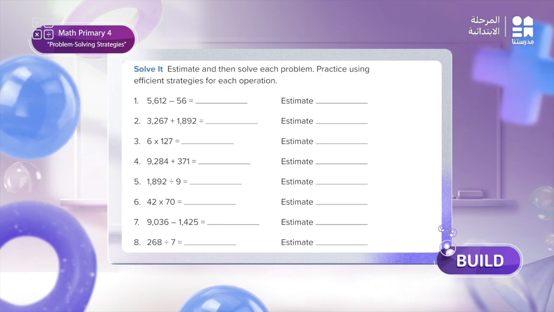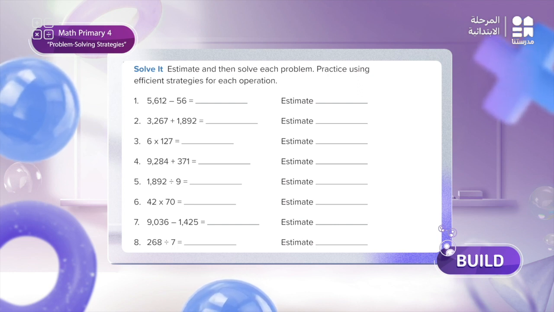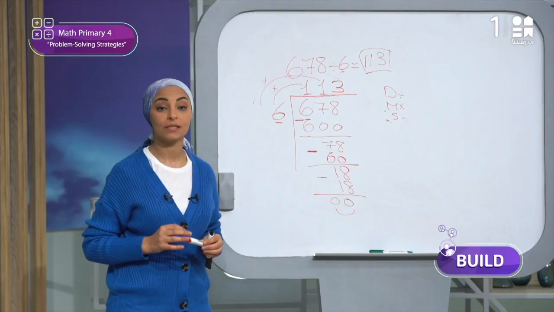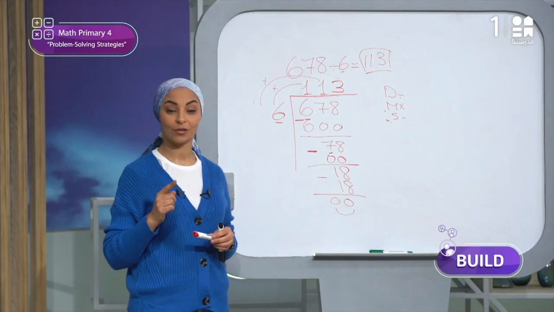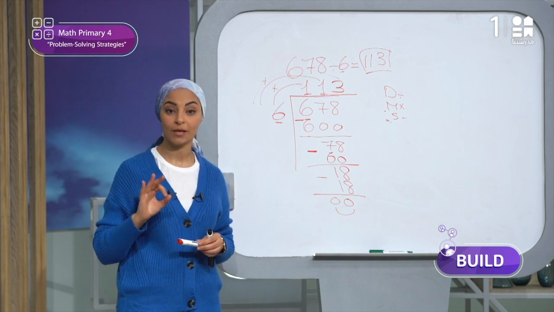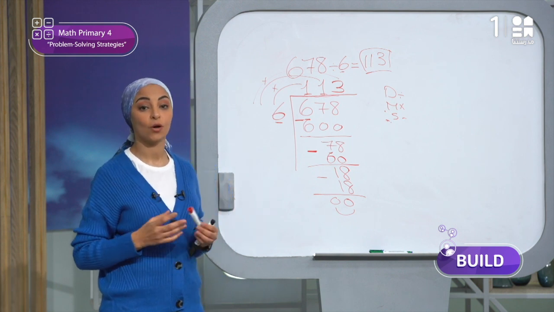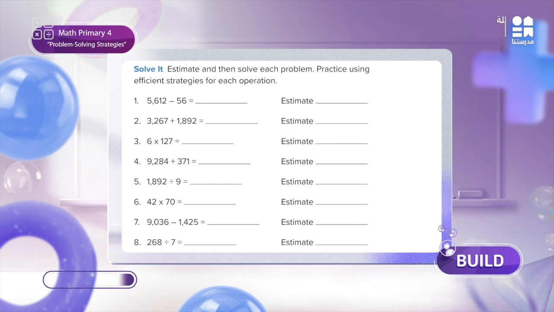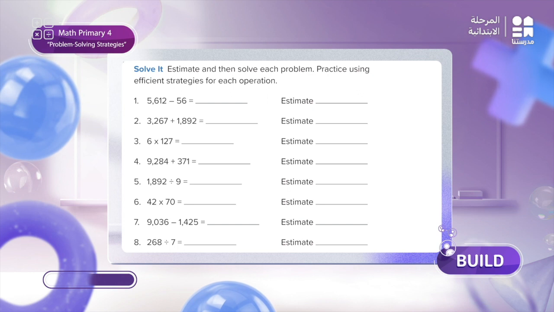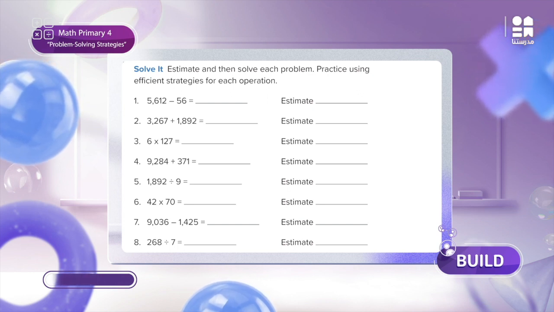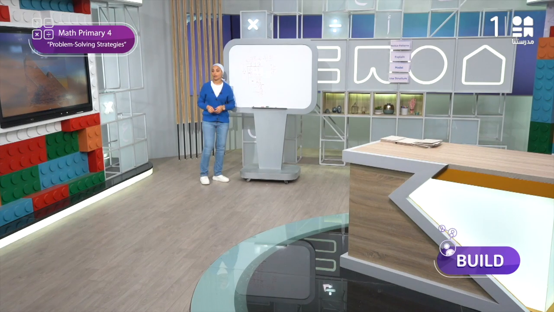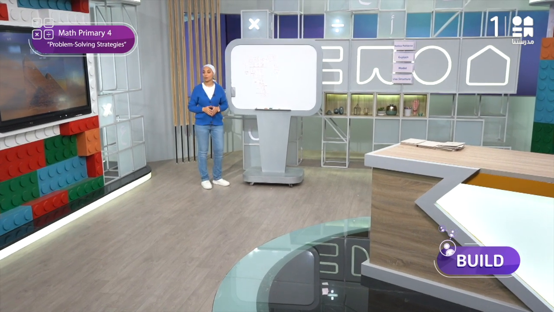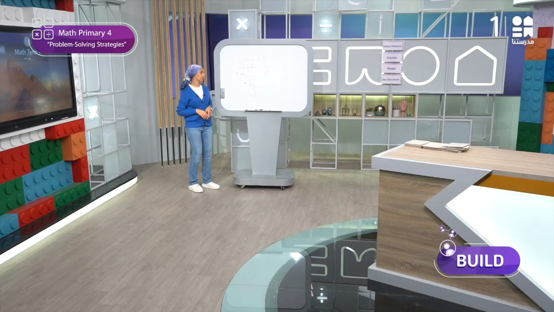Here we will answer a group of problems, but first we will estimate the answer. And then I will choose the strategy that gives us an accurate answer. I'll give you now some time to answer problem number 3. When we get back, we will answer it all together. And now, after you have finished, let's solve problem number 3 all together.